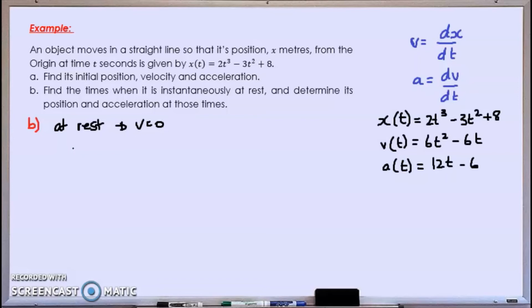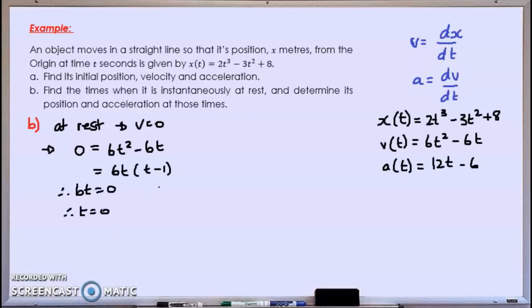So velocity equals 0. Well, we know, therefore, that 0 equals 6t squared minus 6t. And if we factorise that, we can take out the 6t and write 6t and t minus 1. Therefore, 6t equals 0, and the object's at rest initially, and t minus 1 could equal 0 using the null factor law, and therefore time equals 1.